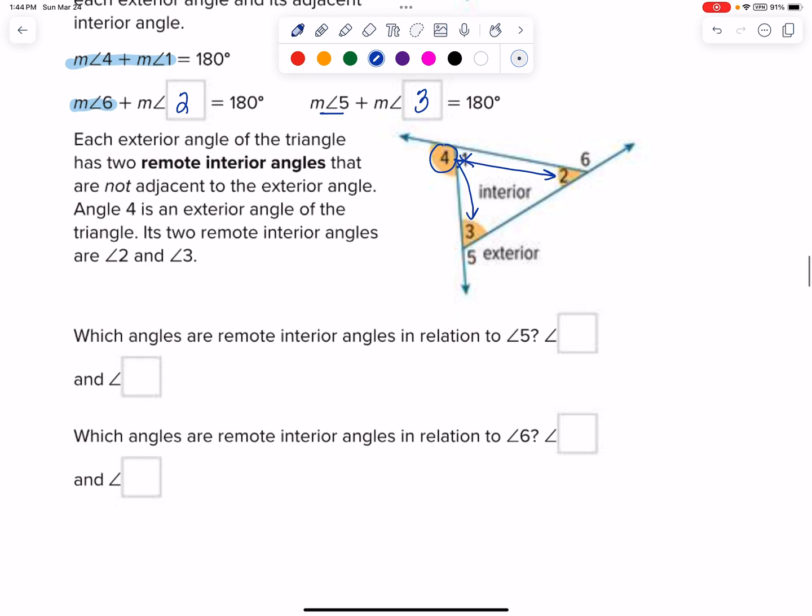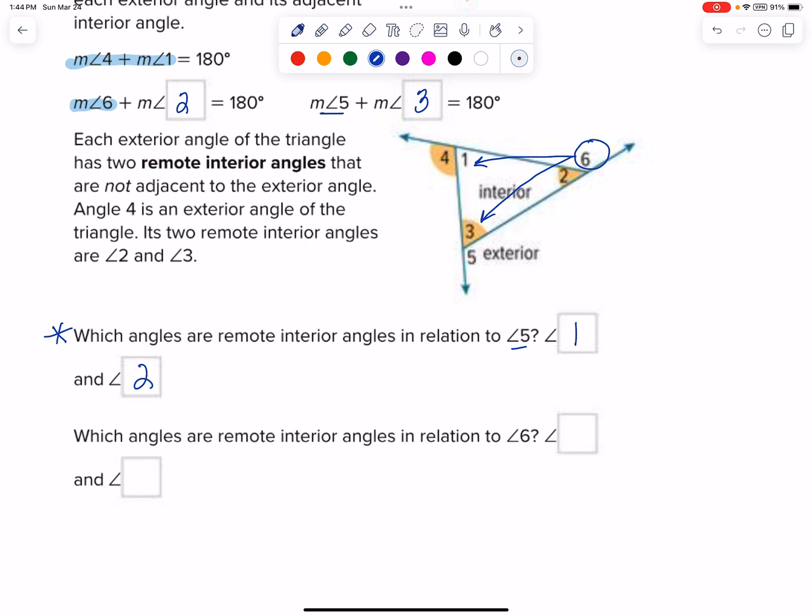And so let's take a look at what the question says here. It says, which angles are remote interior in relation to angle 5? So if I get rid of my notes here, we're looking at angle 5. Which ones are the remote, the farther away interior angles? Well, right here and right here. So angle 1 and angle 2. Okay, go ahead and do the next one. Which angles are remote interior for angle 6? So if you have exterior angle 6, which are its remote interior? Well, right there and right there. Just not the interior right next to it.